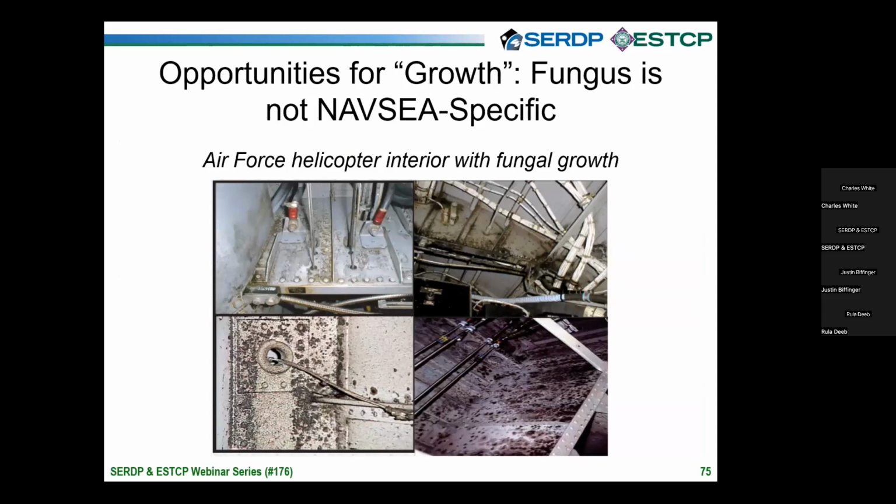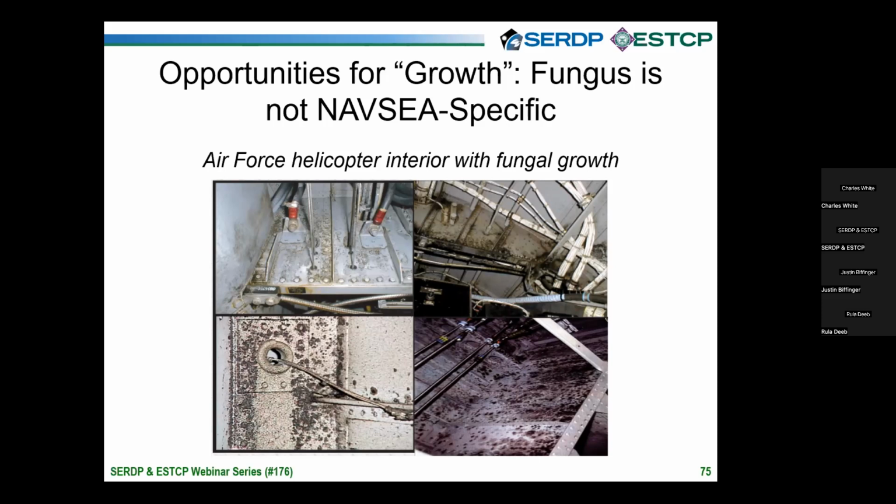Opportunities for growth of this area outside of NAVC. I want to emphasize that fungus and mold growth is not a NAVC specific condition, and these photos were provided by Dr. Jason Lee and by Mr. Andrew Sheets, who's our representative for the Marine Corps.